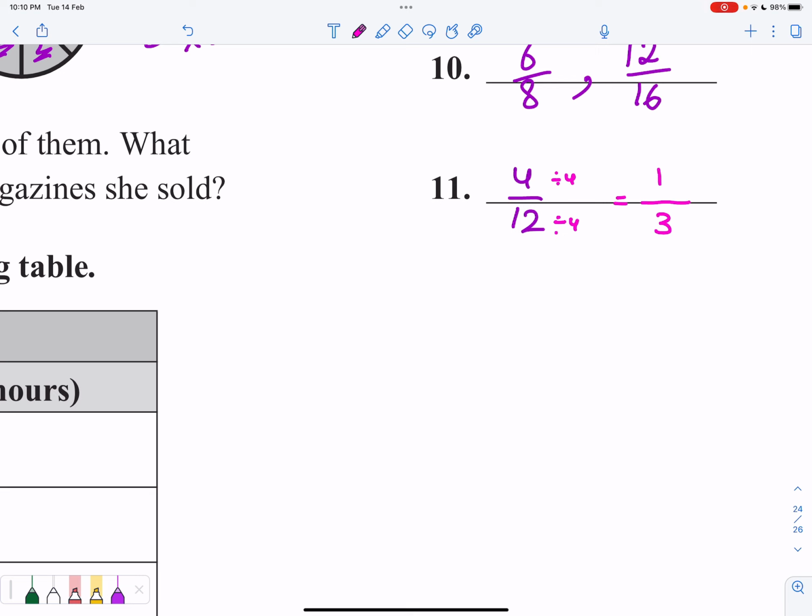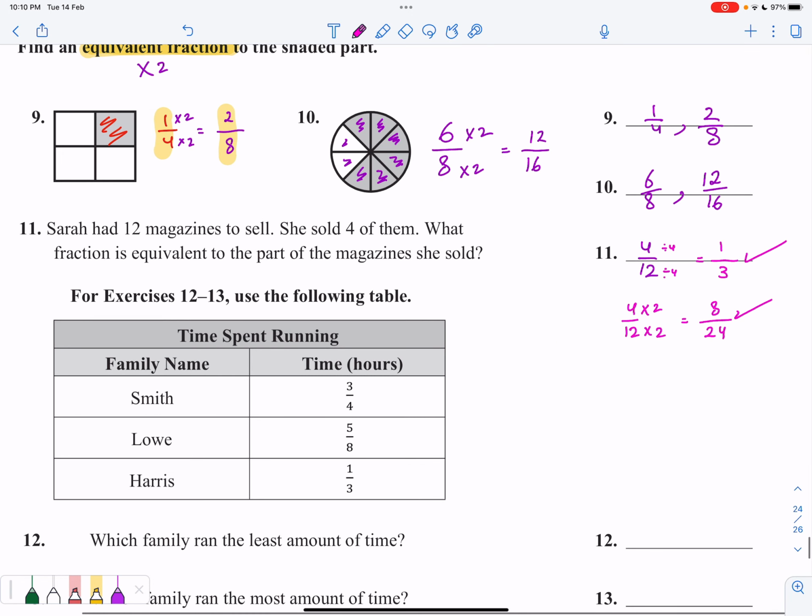I can also make another one by multiplying. 4 over 12 is my fraction. I can multiply it by 2, for example. Whatever you like. 4 times 2 is 8 and 12 times 2 equals 24. So this is a correct answer. You can make any answer you want if you multiply or divide up and down by any number you choose. Okay?